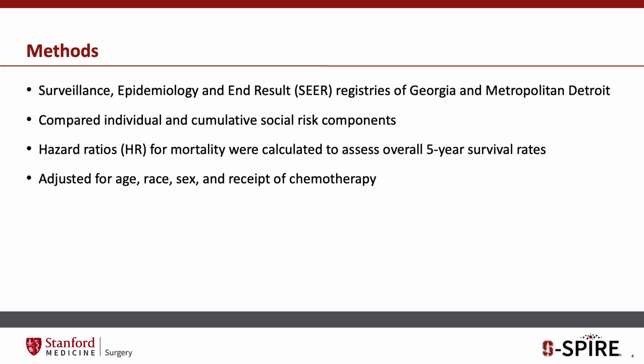Between 2011 and 2014, we partnered with the Surveillance, Epidemiology, and End Results registries of Georgia and metropolitan Detroit to conduct a survey of newly diagnosed stage 3 colorectal cancer patients. We compared cumulative and individual social risk components. Hazard ratios for mortality were calculated to assess overall 5-year survival rates. We then adjusted for age, race, sex, and receipt of chemotherapy.